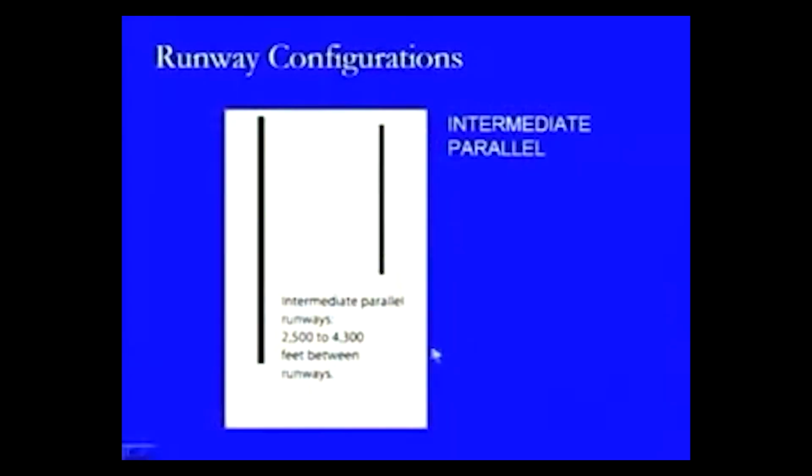Therefore, there is no effect of one operation on the other one, and the airport capacity will not be reduced, it will rather improve. This is a case of intermediate parallel, where again the distance between the two is being defined in terms of feet. It is 2500 to 4300 feet.